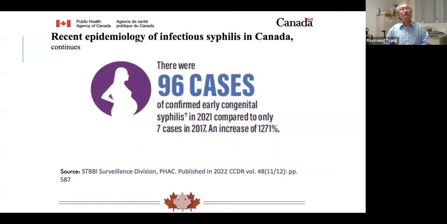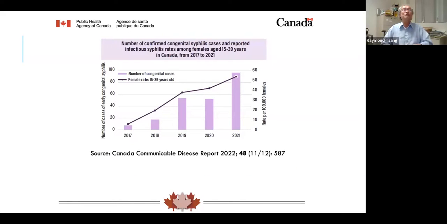Therefore, this involvement of females led to an unprecedented increase in the number of congenital syphilis cases in Canada. There were 96 confirmed early congenital syphilis cases in 2021, compared to only 7 in 2017. This slide is also provided by my colleagues at the STBBI Surveillance Division in Ottawa. It beautifully shows the correlation between infectious syphilis rates in females of childbearing age and the number of congenital syphilis cases reported. As the rate rose, denoted by the solid line, the number of cases of congenital syphilis increased, as shown by the bars.